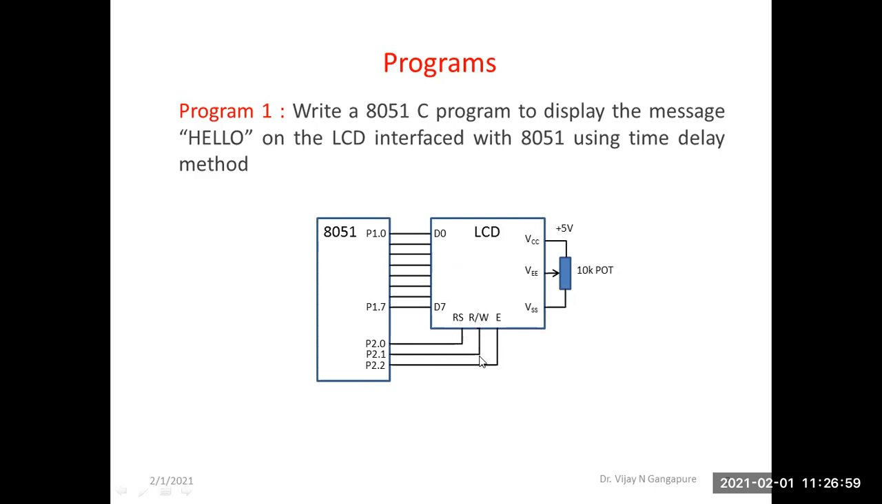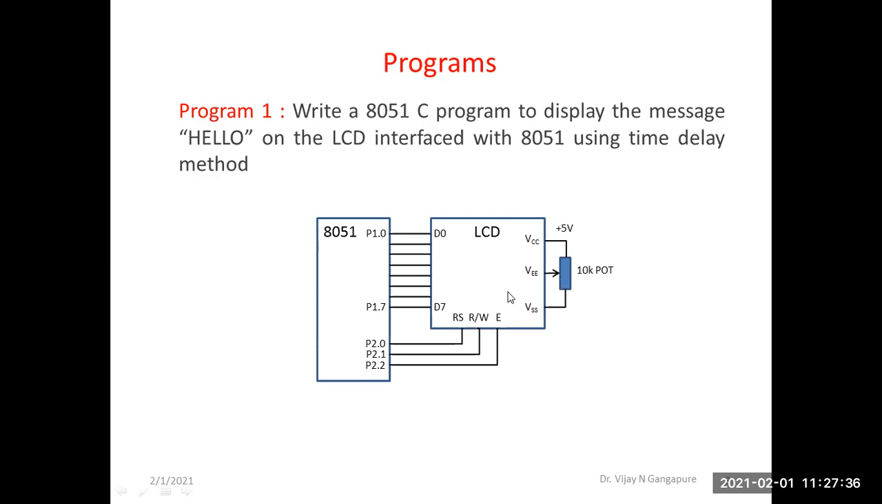Then RW. This pin is used to specify whether the operation is read or write. Normally operation is write. In the second method of sending command or data to LCD, we normally perform read operation. But in this program, since we are using the time delay method, the operation with LCD will always be write. Then enable. This is the enable pin, so when this enables, that data will get latched on the D0 to D7 pins of LCD.